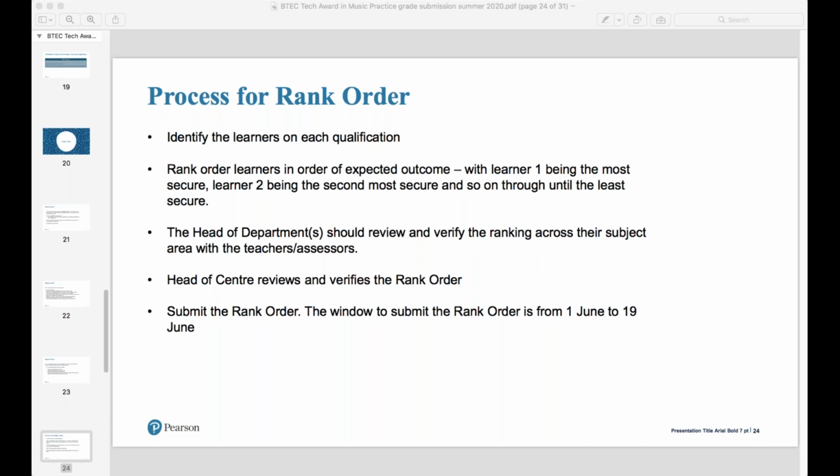So if my Year 9 learners were due to complete component 1 in July, can we enter assessment grade for this year group? So yes, if they were due to complete a component between the 20th of March and the 31st of July, you can apply the centre assessment grade for those learners.